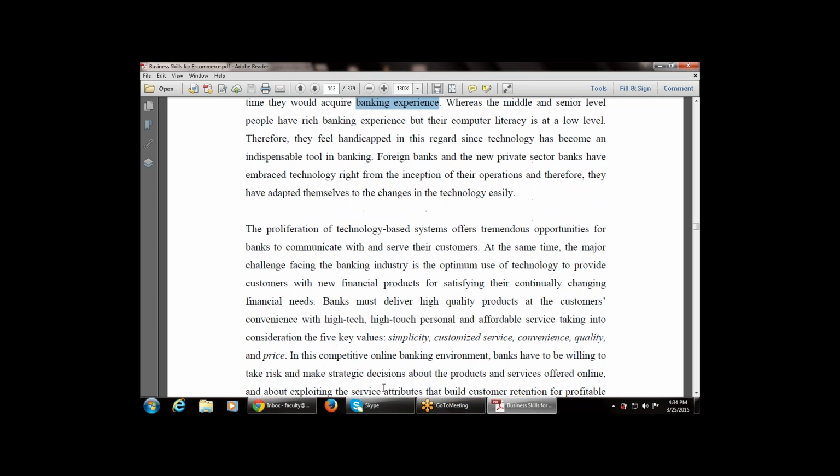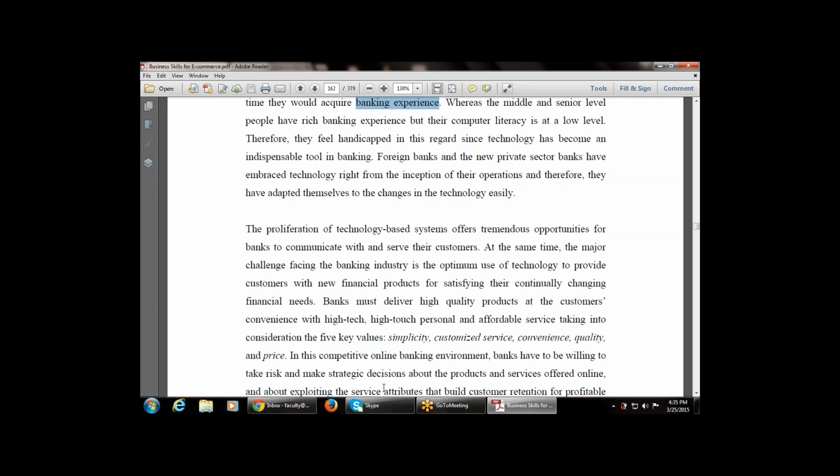The proliferation of technology-based systems offers tremendous opportunity for banks to communicate with and serve their customers. At the same time, the most challenging factor the banking industry faces is to provide customers with new financial products for satisfying their continuing financial needs. Sometimes the consumer need is too high, and the banks cannot fulfill the needs of the customers. So banks must deliver high quality products at the customer's convenience with high tech, high touch, personal and affordable service, taking into consideration the five key values.